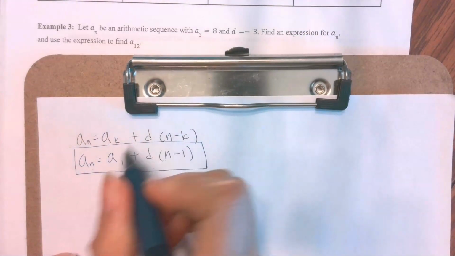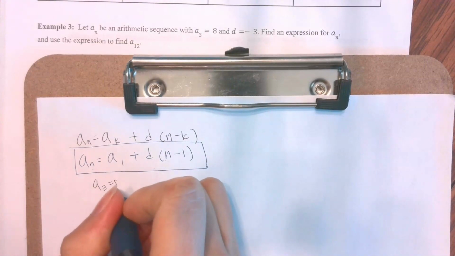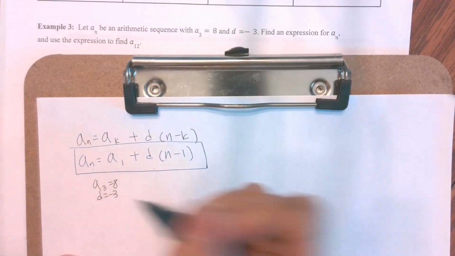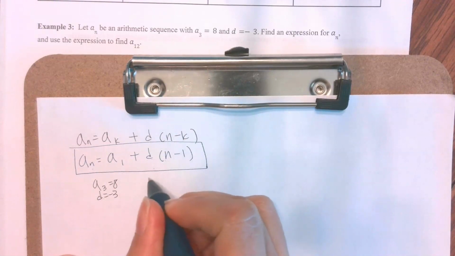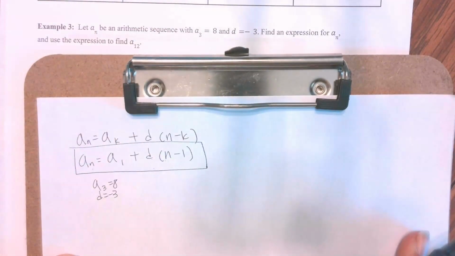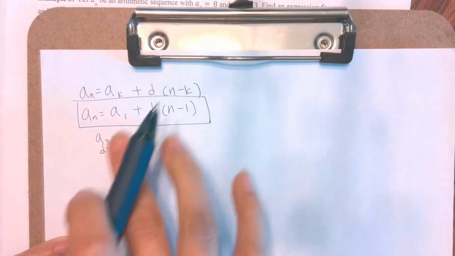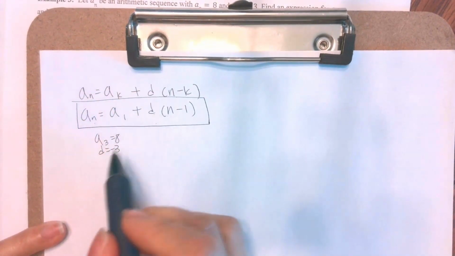So let me write down. We got a sub 3 is 8 and d is -3. The common difference is -3. We're supposed to find the equation of a sub n and then a sub 12. Okay? All right.